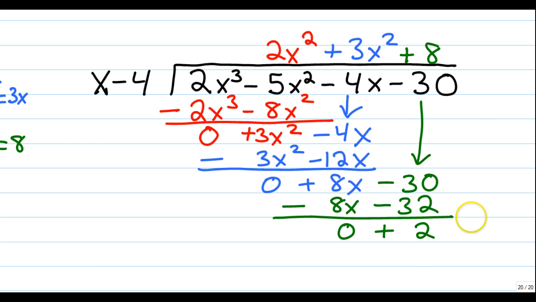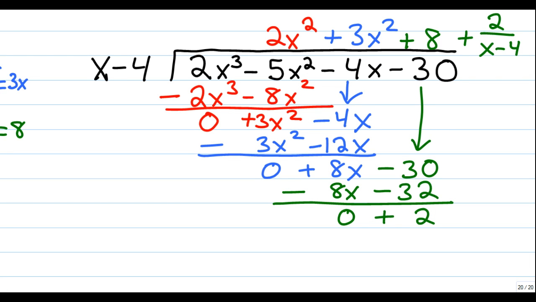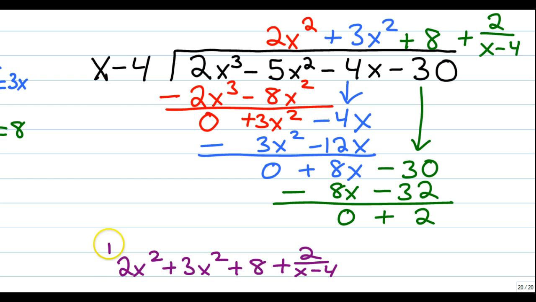Now we don't have anything else to bring down. So like in long division, this is our remainder. We always take our remainder and put it at the end of our problem and put it over the original divisor. So in this case, it's going to be a plus 2 over x minus 4. So our final answer is right here at the top. Our final answer is 2x to the second power plus 3x to the second power plus 8 plus the remainder of 2 over x minus 4. This is our final answer.